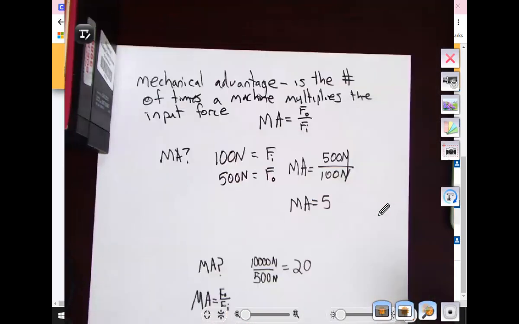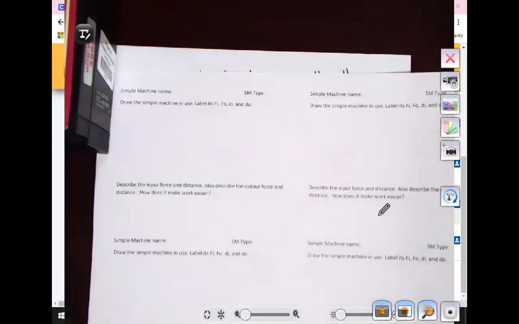What we're doing next is you're getting out the sheet that we did on Monday. You're getting this sheet out we did on Monday right here. It looks like that. That sheet? Yes.